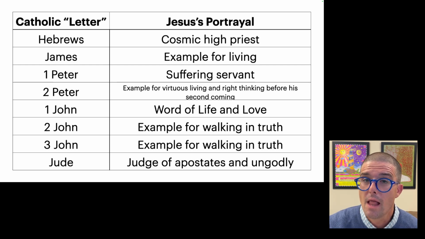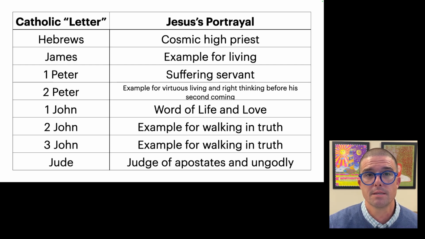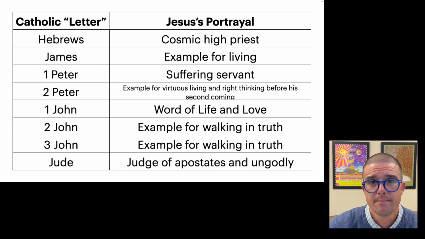2 and 3 John likewise commend following Jesus by walking in truth and love, though in these short letters, the line between following Jesus in these respects is not so straight. 3 John doesn't even mention Jesus by name. Finally, in Jude, Jesus is depicted as an authority who will judge false teachers and apostates who promote doctrinal wrongs, emphasizing Jesus' role in executing judgment upon the ungodly.